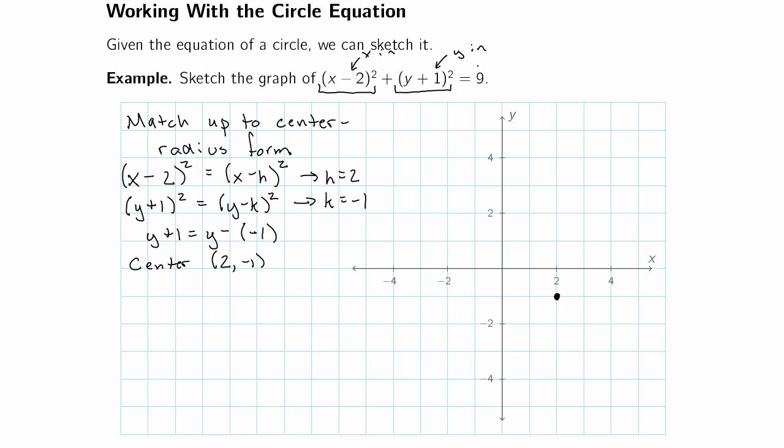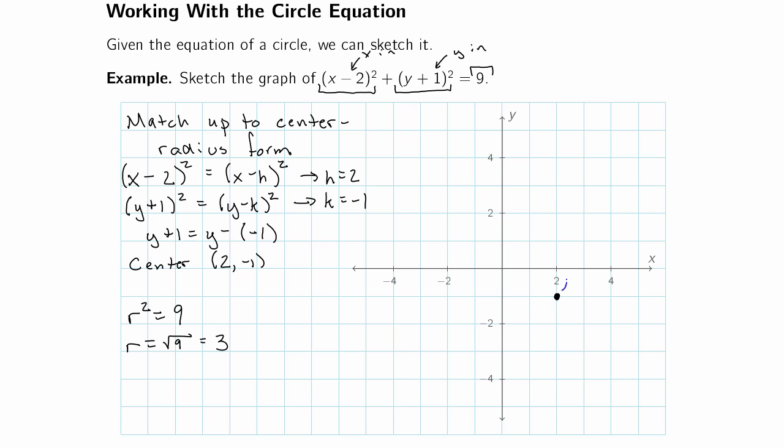My radius, to find my radius, I want to look at just the number. Matching up to the form, r squared is 9. Well, the radius is a distance. It has to be a positive number. It must be that r is the square root of 9. That is, r is 3. So my radius is 3.